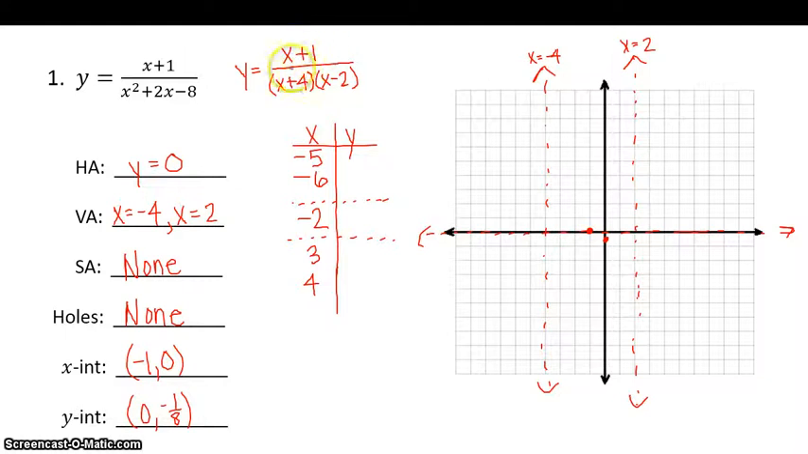But if I plug -5 up here, I would get -4. And -5 plus 4 is -1. -5 minus 2 is -7. So that'd be -4 over 7, so that's -4/7. I'm going to plug in -6 up here now. So -6 plus 1 is -5. -6 plus 4 is -2. -6 minus 2 is -8. So that would be -5 over +16.